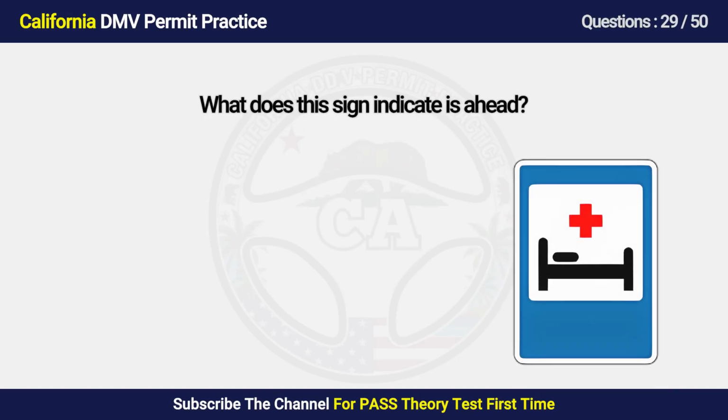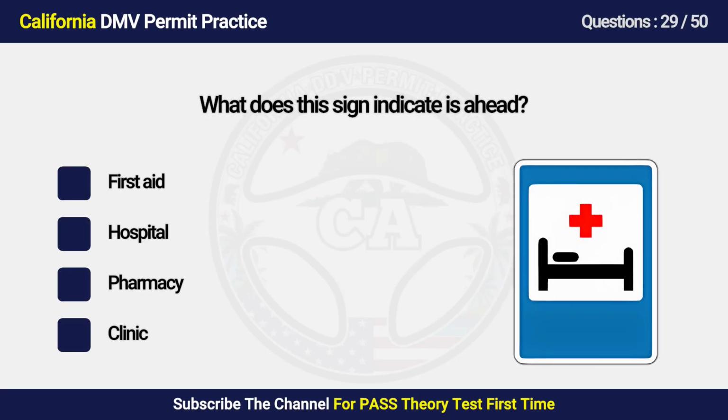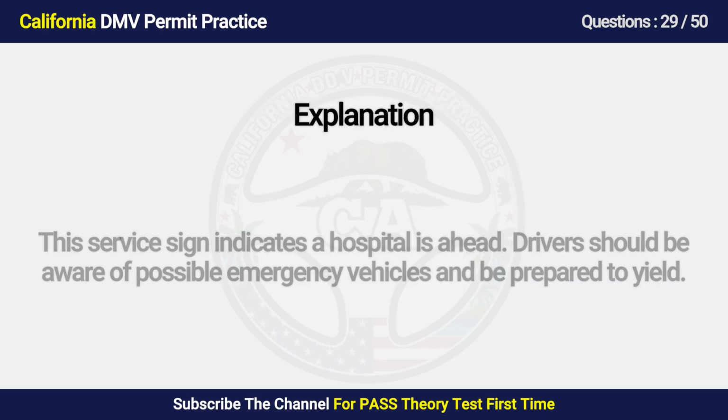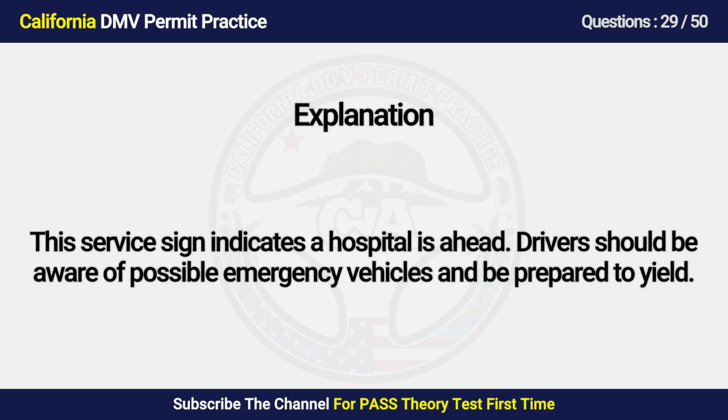Question 29. What does this sign indicate as ahead? A, first aid, B, hospital, C, pharmacy, D, clinic. Answer is B, hospital. This service sign indicates a hospital is ahead. Drivers should be aware of possible emergency vehicles and be prepared to yield.